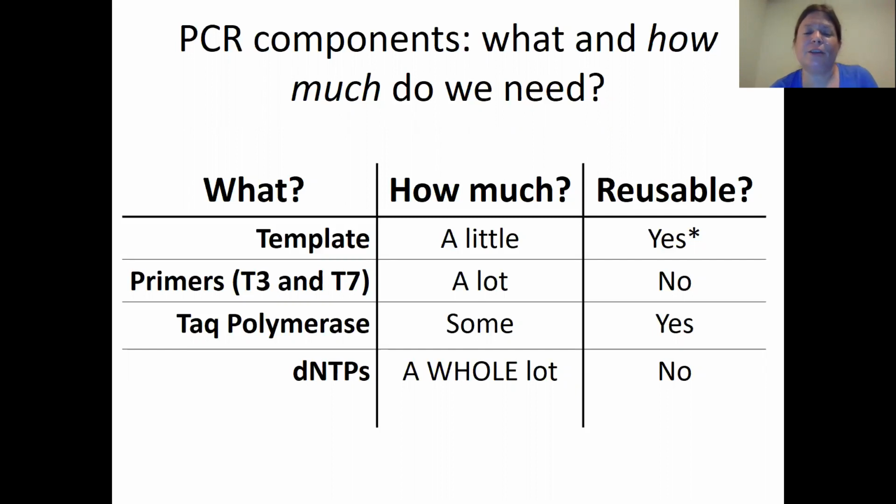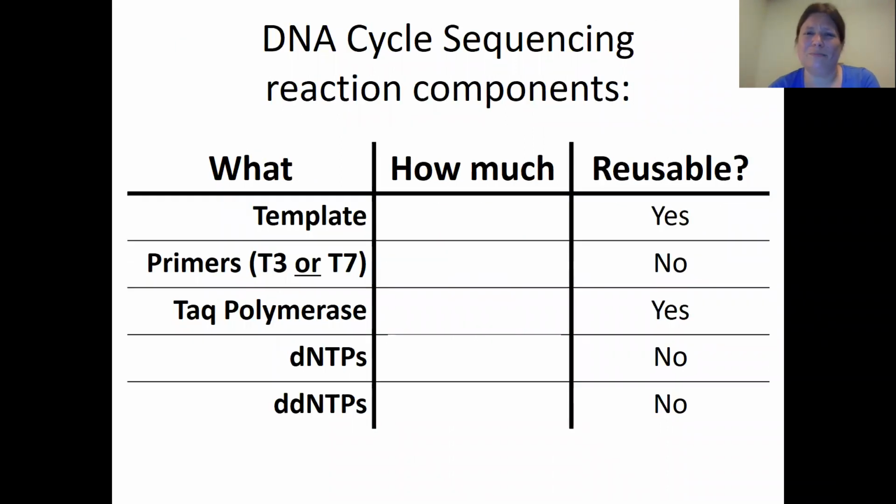So Sanger sequencing or cycle sequencing or chain terminator sequencing, they all mean more or less the same thing, uses very similar components. We still need template, we still need primers, but in this case we're using T3 primer or T7 primer. We're not using both. We're still using Taq polymerase, we're still using dNTPs, we're also using ddNTPs this time.